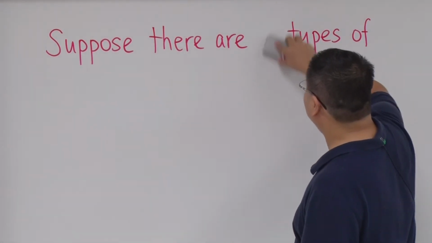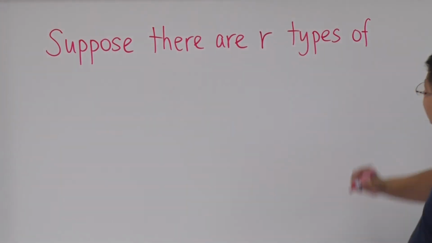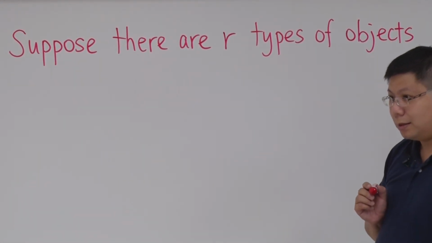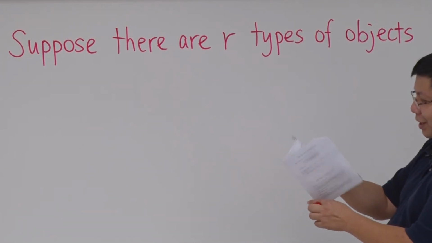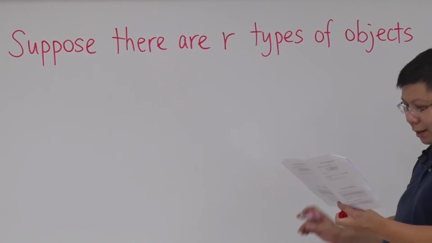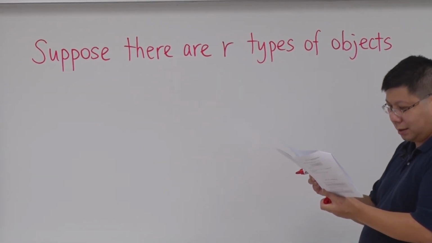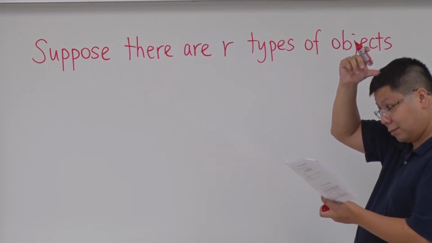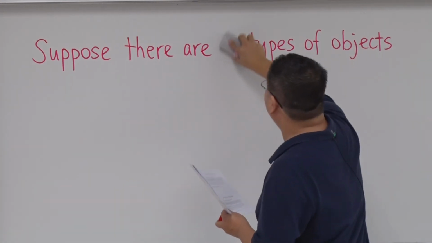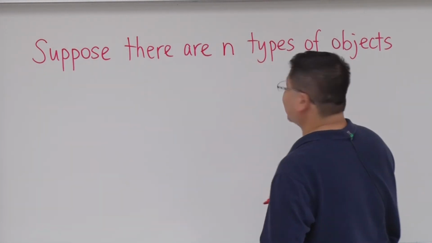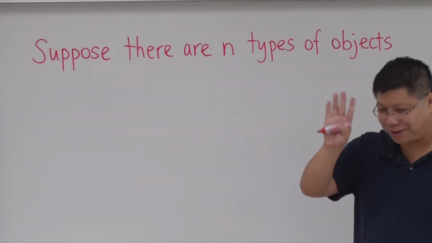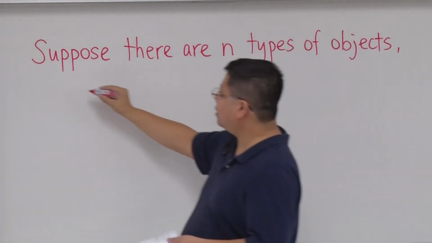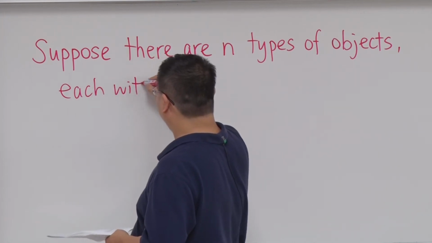Okay. Suppose that there are N types of objects, each with unlimited supply.